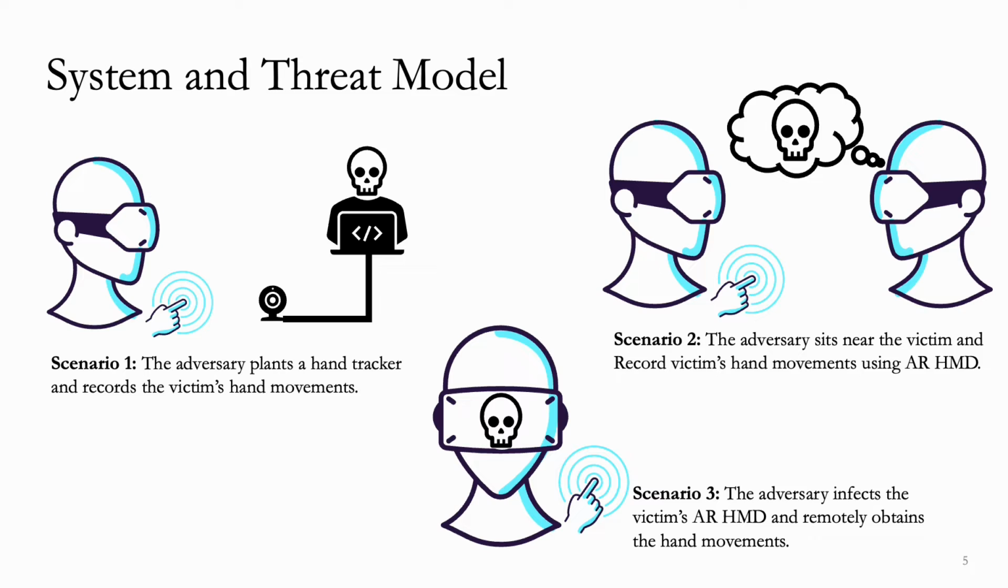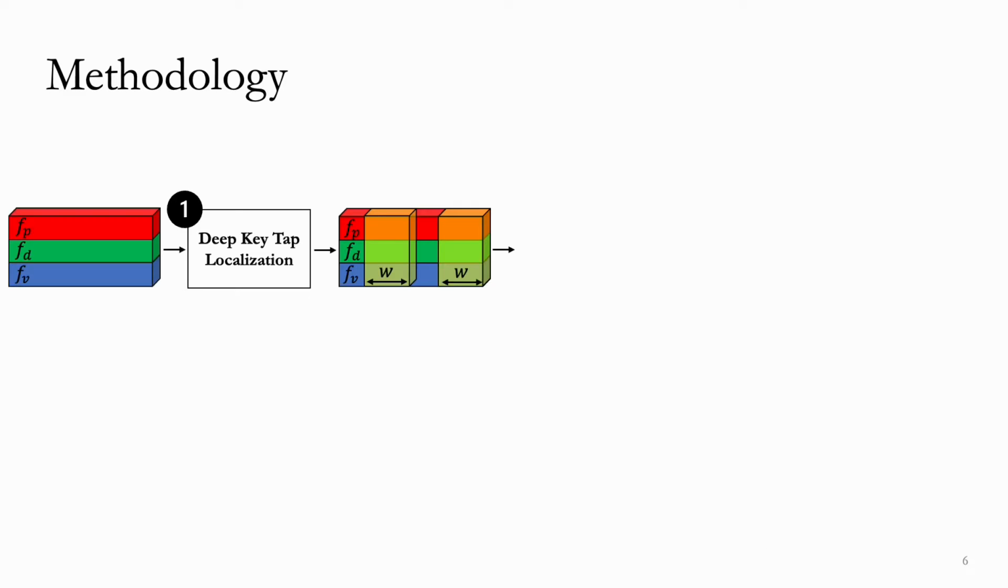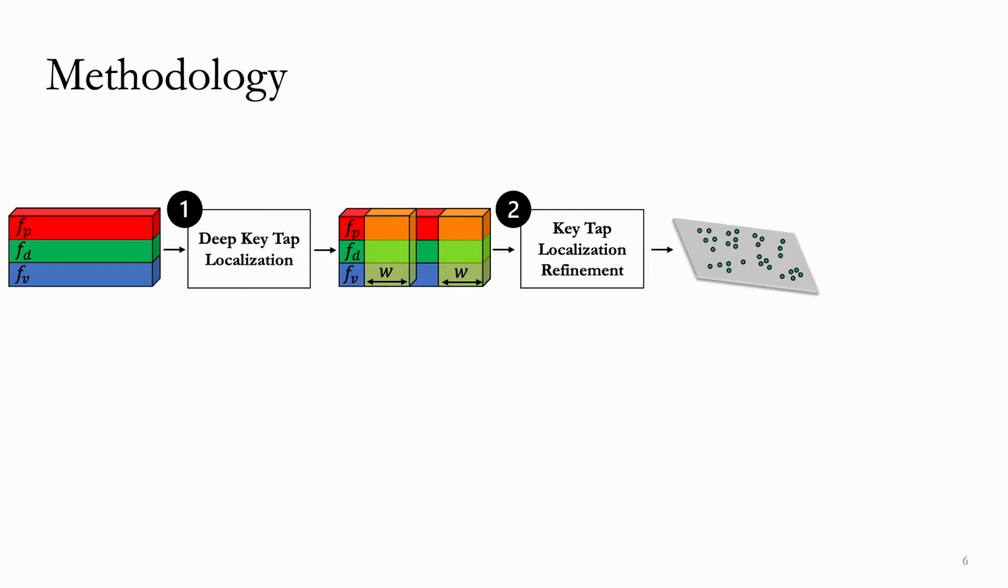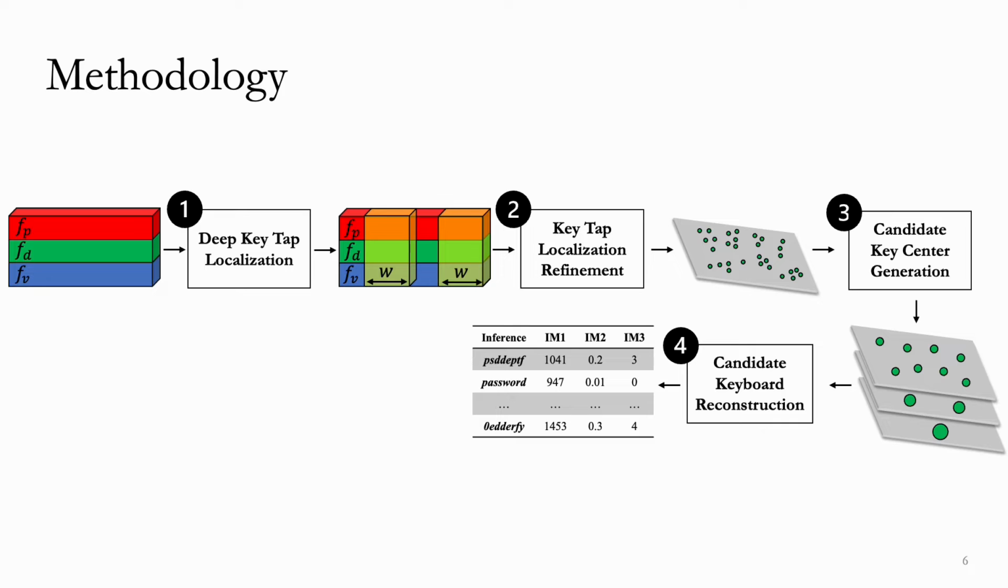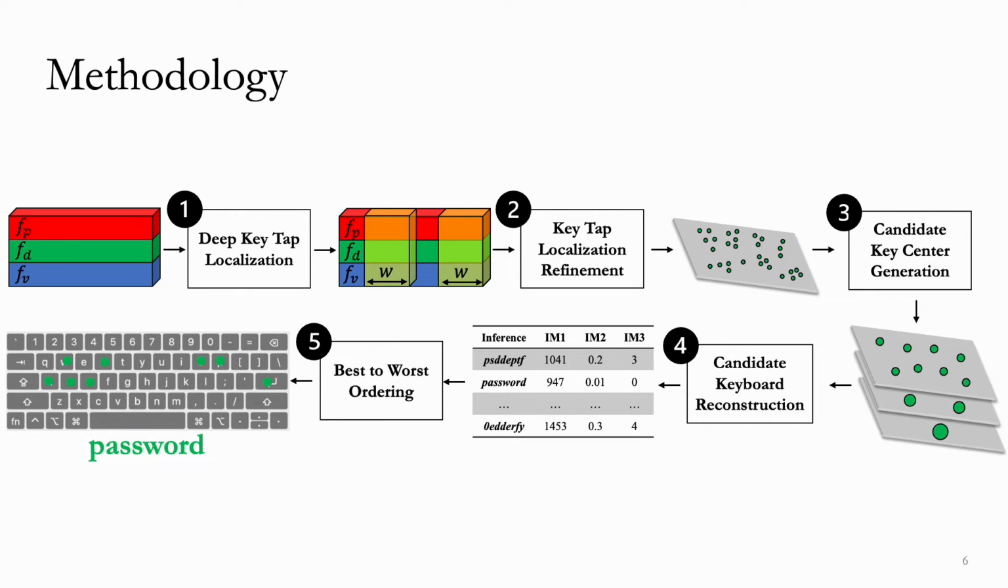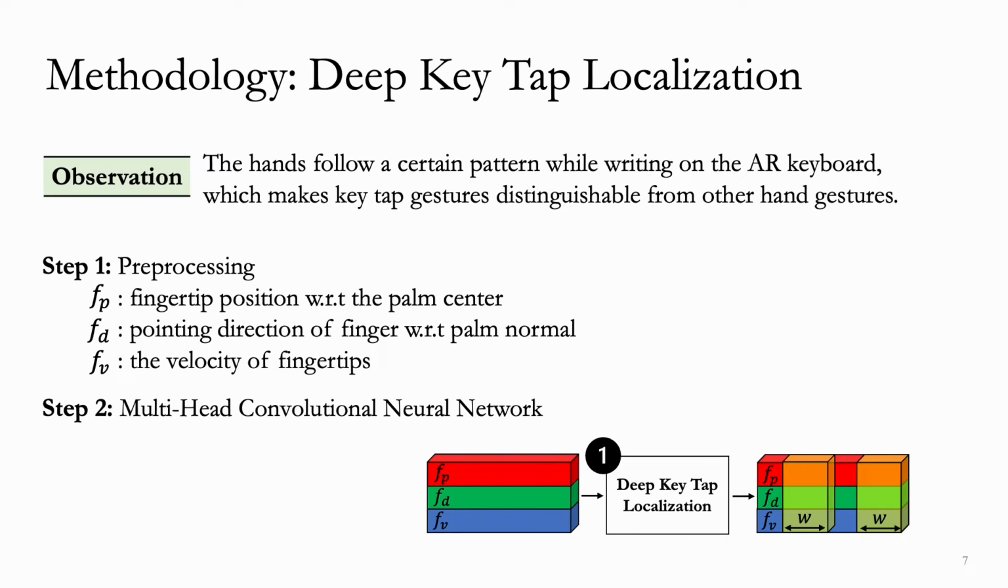In our threat model, we consider three scenarios. For all scenarios, the adversary obtains the same data, but the data collection medium changes. Our attack pipeline consists of 5 steps: deep key tap localization, key tap localization refinement, candidate key center generation, candidate keyboard reconstruction, and best to worst ordering.